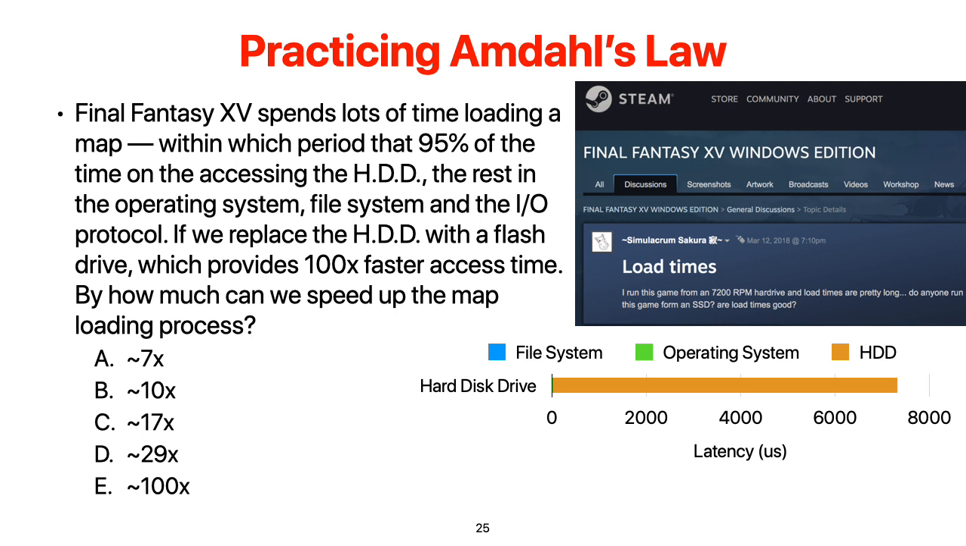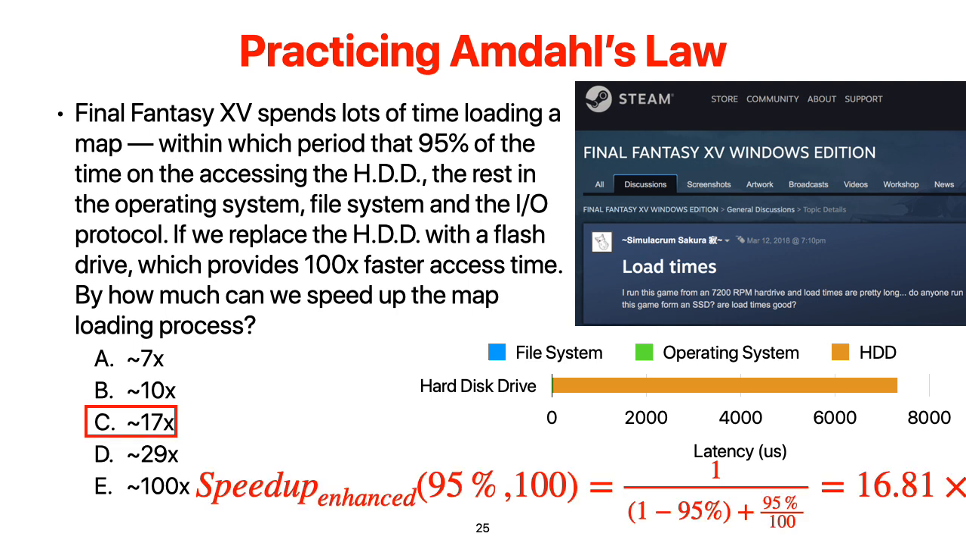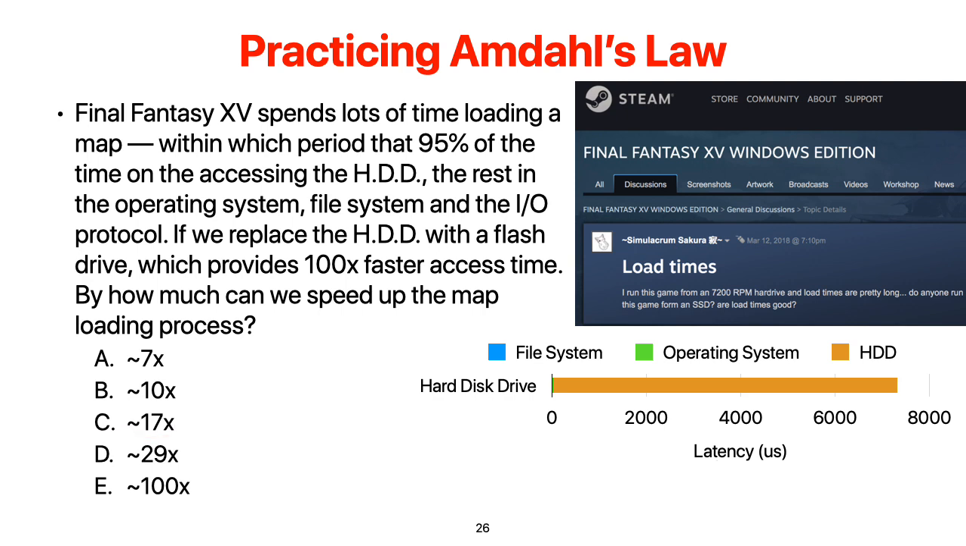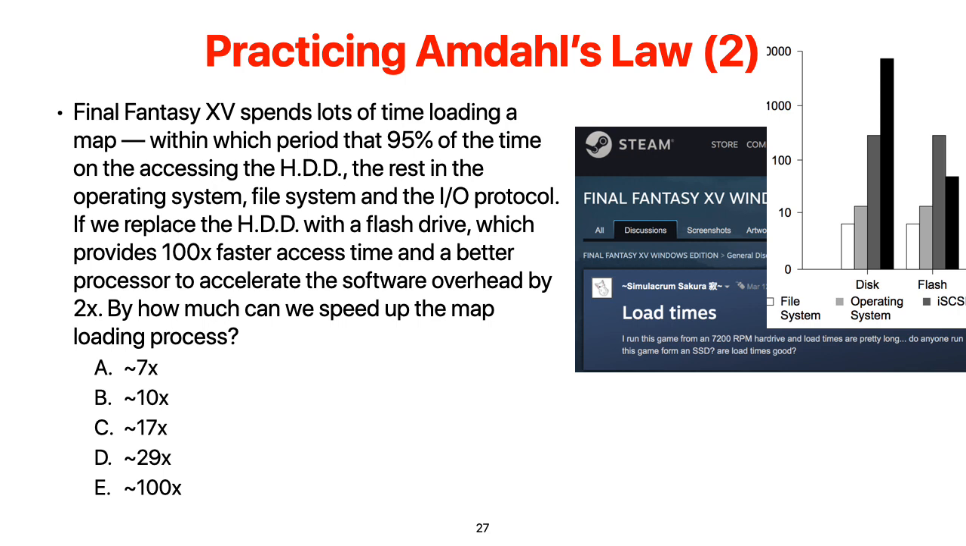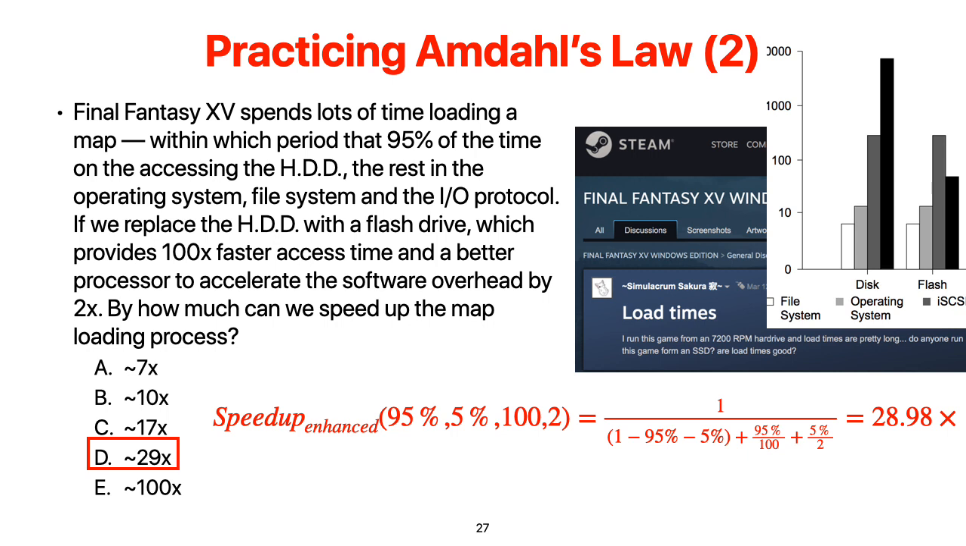And with that, we can have some practice of Amdahl's law. So for example, this is a very simple Amdahl's law application where we found that 95% of the time can be optimized by replacing the hard disk drive with the SSD. So you can actually apply 95% and 100 into this Amdahl's law equation and derive a 17 times speed up. And if you have multiple parts of the optimization, for example, we not only introduce the replacement of the hard disk drive, but also a new processor, then using Amdahl's law, you can find the synthetic result would give you 29 times speed up.